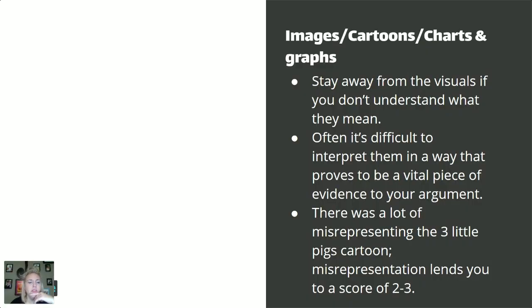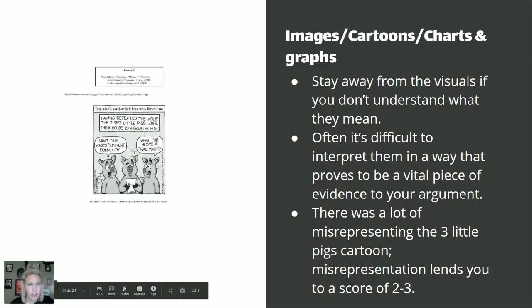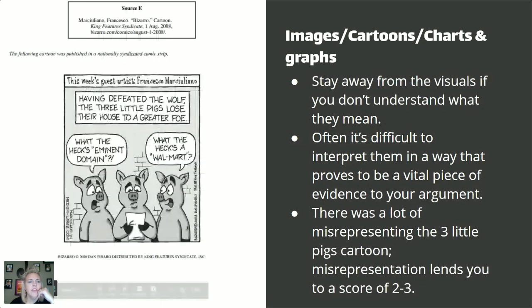This is the one that was given on this particular eminent domain prompt. It says the following cartoon was published in a nationally syndicated comic strip. Having defeated the wolf, the three little pigs lose their house to a greater foe. What the heck's eminent domain? What the heck's a Walmart?